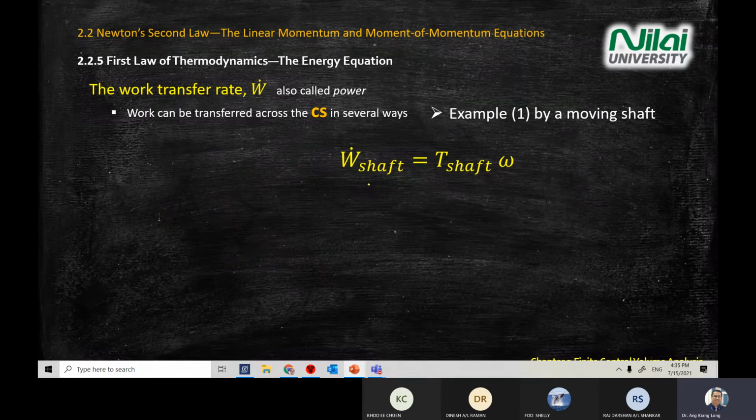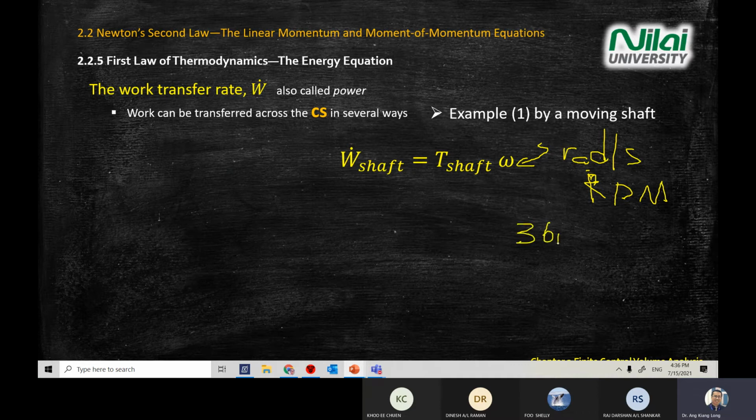So the power equation, when you solve a question, especially when I ask you to solve for a moving shaft, you use this equation: T times omega, which means rotation speed. Omega is the rotational speed, usually in the unit of radian per second, or RPM, revolution per minute. Here you need to recall how to convert revolution to radian. 360 degrees equals 2 pi radian. So you need to convert from revolution to radian per second.